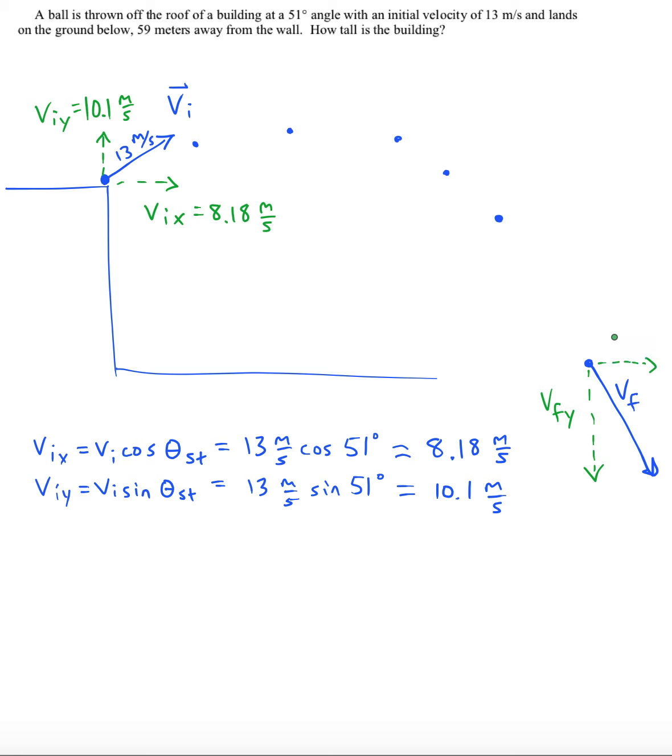However, we do know that VFX will match with VIX. It'll still be 8.18 meters per second horizontally. That's because Earth only pulls down, not to the right and left, so it can't accelerate an object in the x direction. One additional piece of information that we're given is that the ball will land 59 meters away from the base of the wall. So let's write that in. Delta x equals 59 meters.